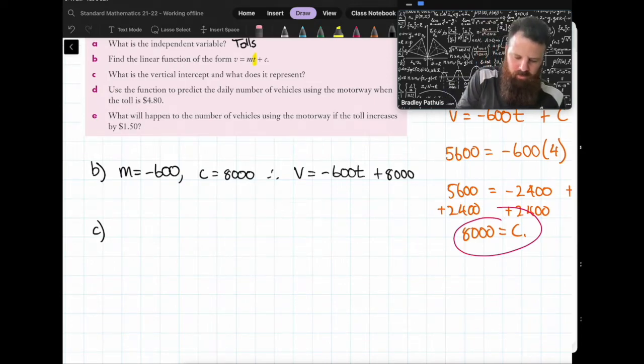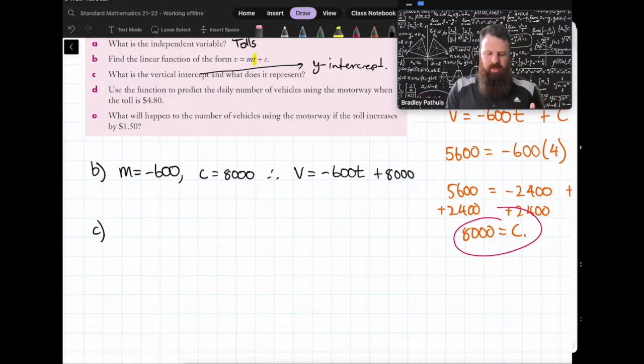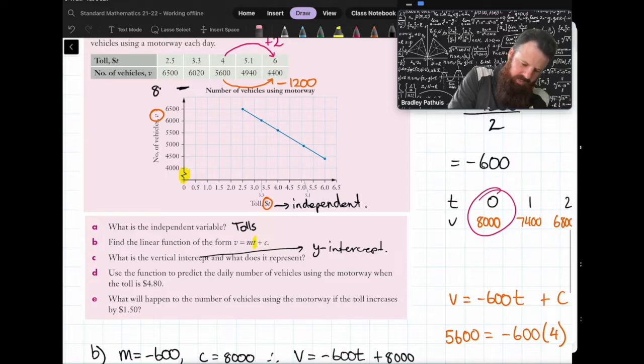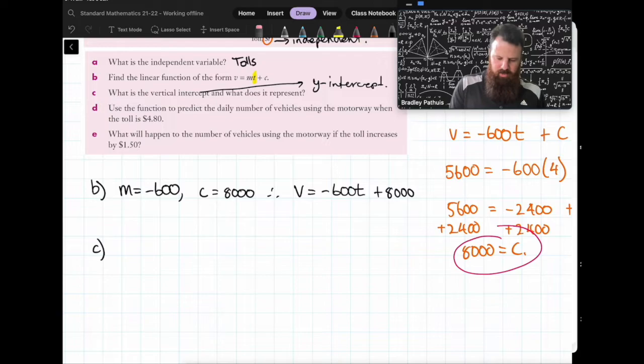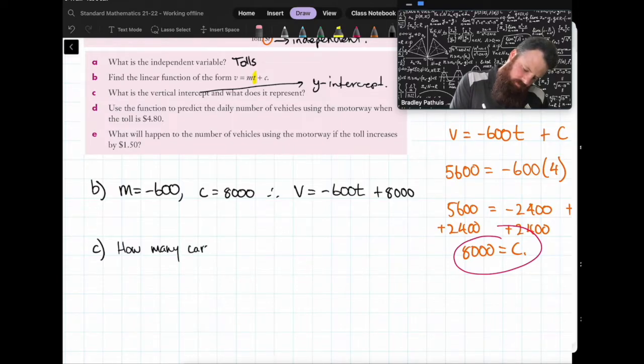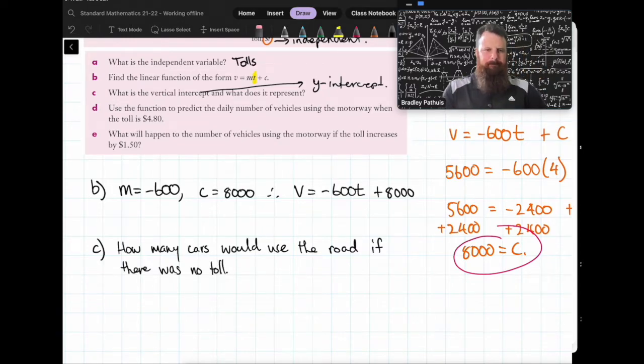Well, the vertical intercept, that's just our y-intercept. It's another way of saying y-intercept. And remember, if we think about our y-intercept, which is up here somewhere at 8,000, it's up there at 8,000 when the toll is $0. So if the road was free to use, no one had to pay anything to use it, you would expect 8,000 vehicles to travel on it. So what does it represent in this situation? How many cars would use the road if there was no toll, is what we're looking at there.